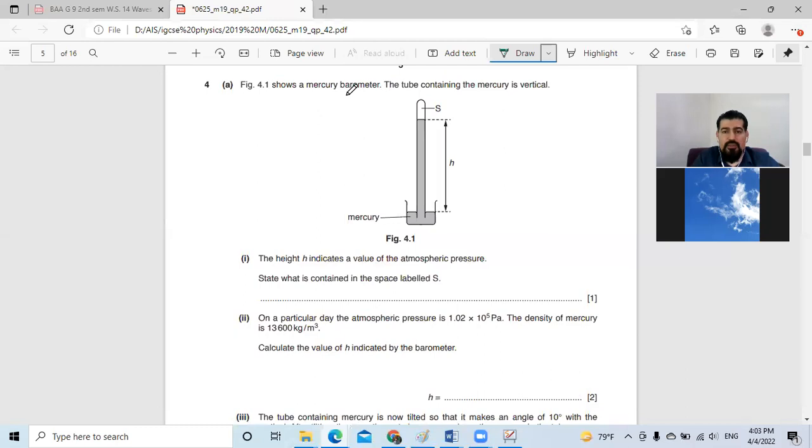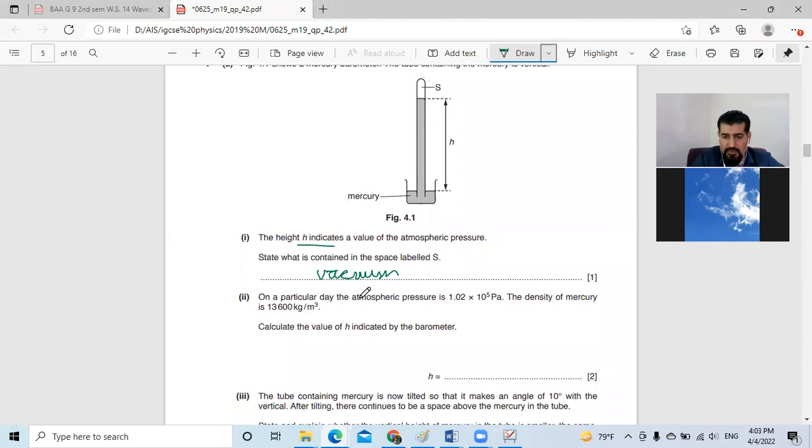Question number 4. The figure shows a mercury barometer tube containing mercury, which is vertical. The height h indicates the value of the atmospheric pressure. State what is contained in the space labeled X. What's inside here? There is a vacuum. There is nothing, maybe some mercury vapor. So there is vacuum.